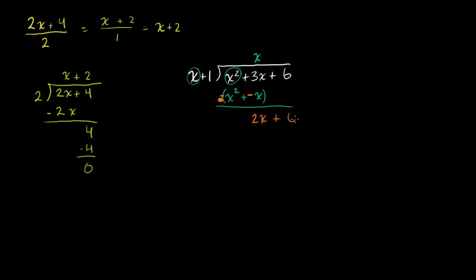So 2x plus 6. Now you look at the highest degree terms, an x and a 2x. How many times does x go into 2x? Well, it goes in 2 times. 2 times x is 2x. 2 times 1 is 2. So we get 2 times x plus 1 is 2x plus 2. But we want to subtract this from what's up here, so instead of writing 2x plus 2, we could just write negative 2x minus 2 and then add them. These cancel out. 6 minus 2 is 4.